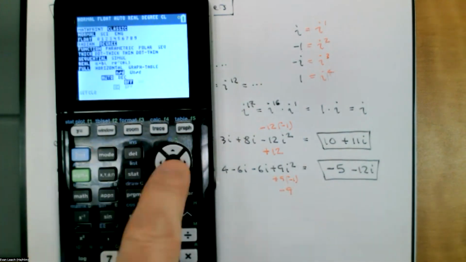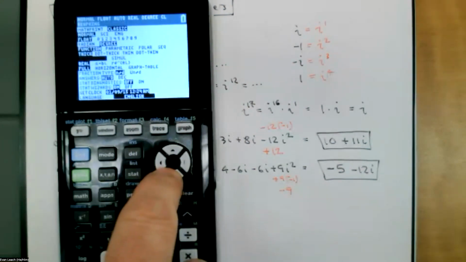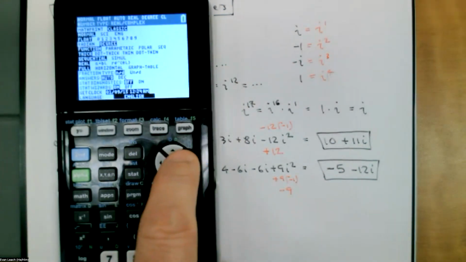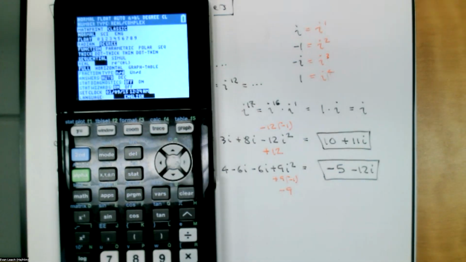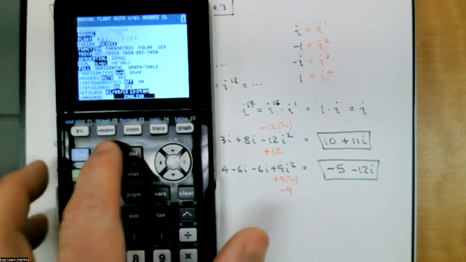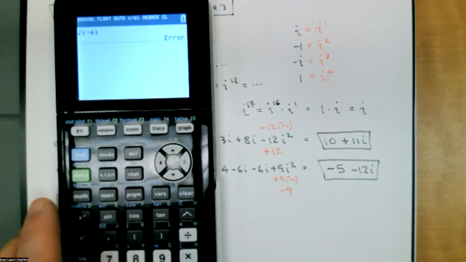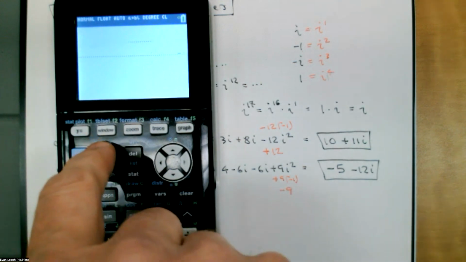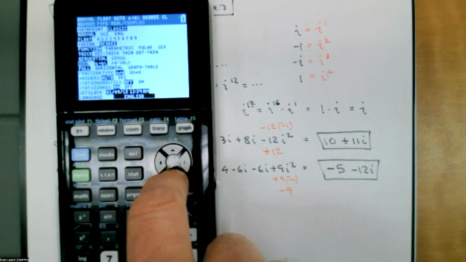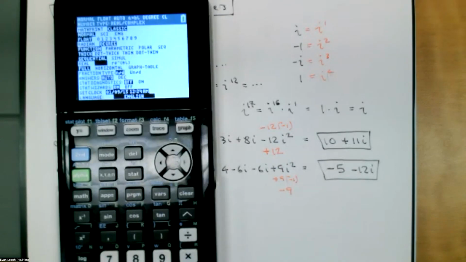But if we go into the mode and scroll down, instead of highlighting real, I can switch over to a plus bi. Now my calculator is going to be okay with complex numbers. So now, if I say, hey calculator, what's the square root of -4? It'll say 2i. Now I can use complex numbers on my calculator. That is on the mode, scroll down from real to a plus bi.